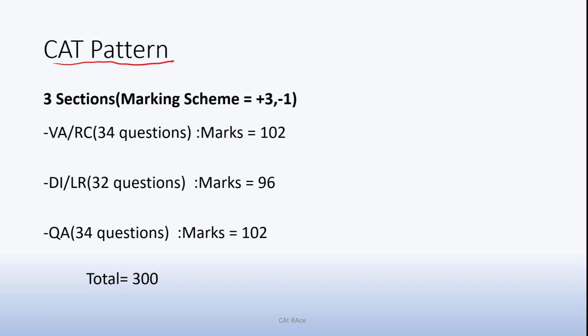In CAT there are basically three sections: VARC, DILR and QA. The marking scheme is very simple. For right answers you get +3, and for wrong answers you get -1. In VARC there are 34 questions, each question 3 marks, total 102 marks. For DILR there are 32 questions, which count to 96 marks. For QA, again 34 questions and 102 marks. So the overall question paper is of 300 marks.